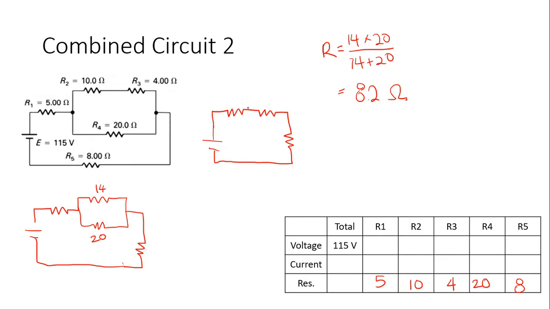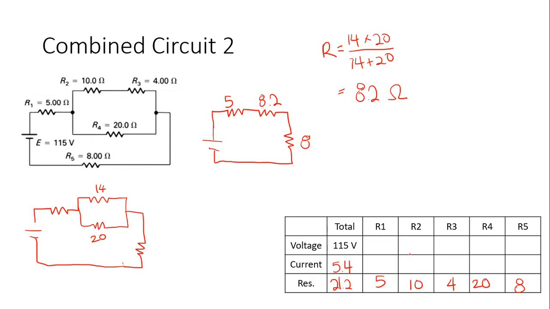Okay, so now in my new circuit, I go through that R1 in series. I've made an equivalent resistance for all this hot mess, which is 8.2, and then I go through my R5, which is 8. And at this point, I can add them. 8 plus 8.2 plus 5, total resistance, 21.2. Step 2, same as always. 115 divided by 21.2, 5.4 for the circuit current.